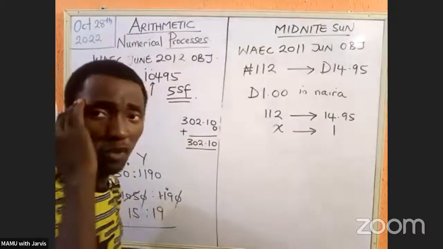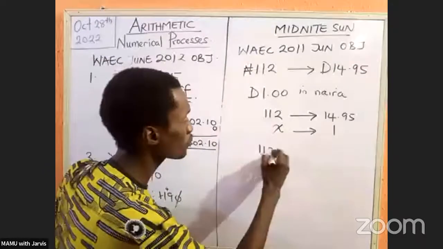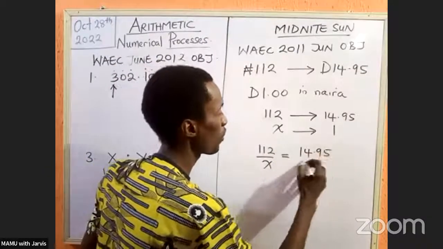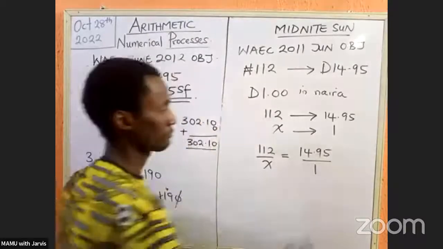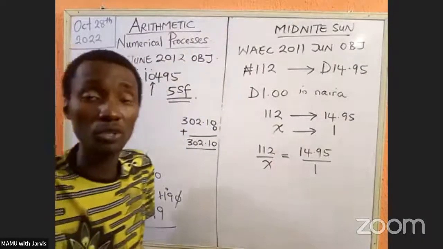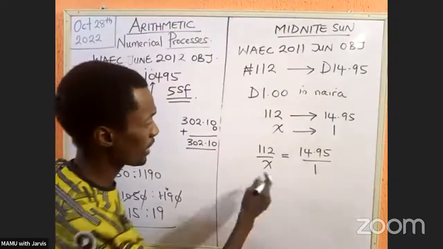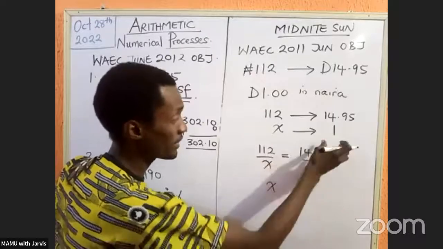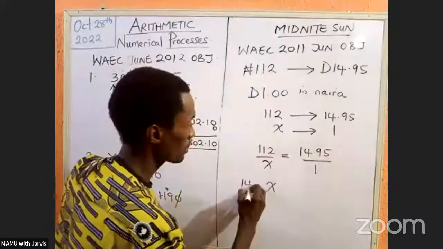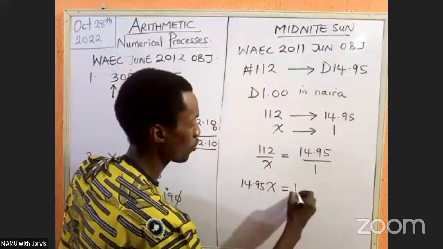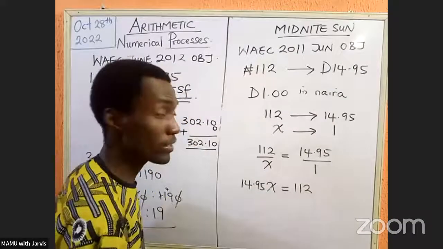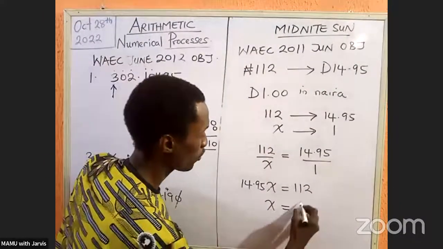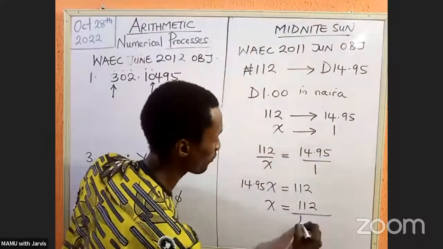And I can use my knowledge of ratio to handle this. I can now say 112 over X is equal to 14.95 over 1, because it's direct proportion. Now with this, I can say that X will multiply this, so 14.95 will be equal to 112. Which means that if I divide both sides by 14.95, I'm going to have X equal to 112 divided by 14.95.